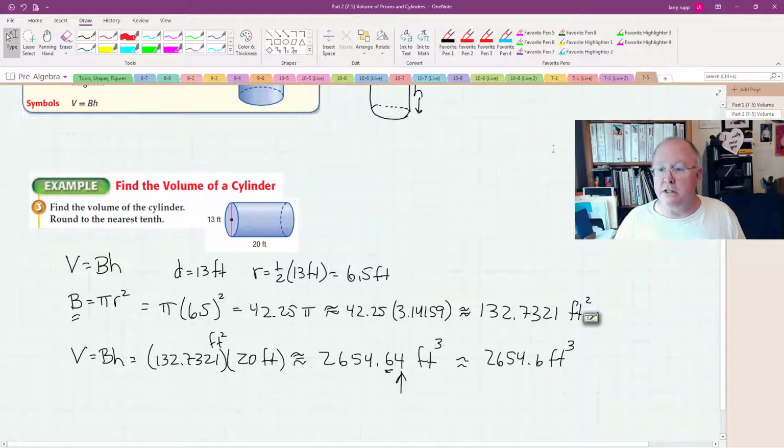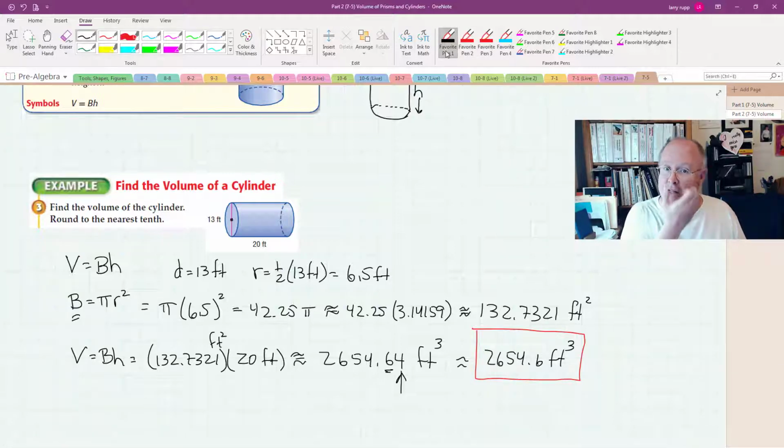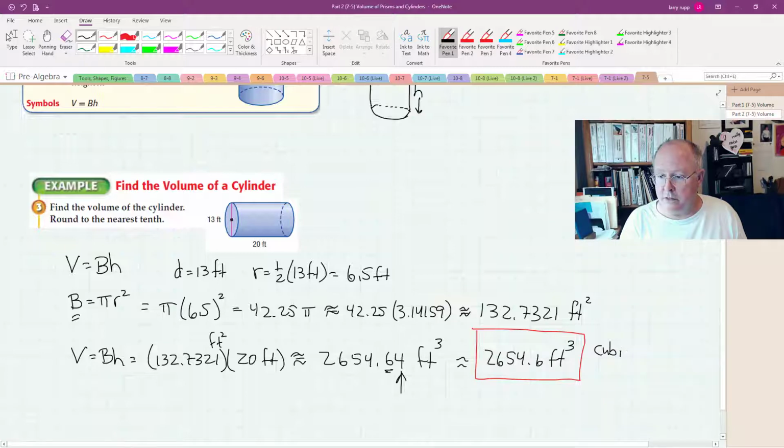cubic feet. Now you can say those units as feet cubed, or you could say them as cubic feet. They mean exactly the same thing, and they are interchangeable, so it doesn't matter. You can also write, instead of feet to the 3rd power, you can write down cubic feet right over here. Okay, you could say cubic feet, and that would be perfectly acceptable too. Moving on.